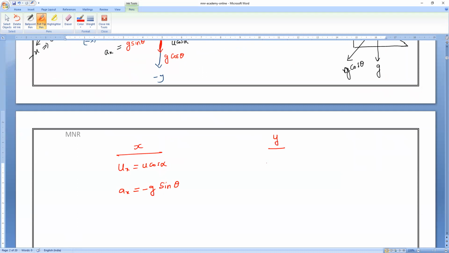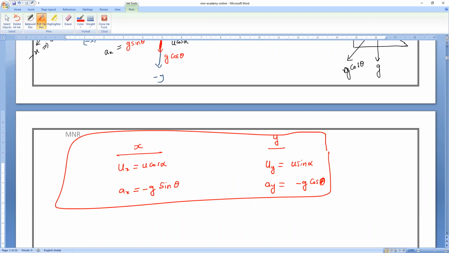In the y-axis, what is the initial velocity? u sin alpha. And the acceleration in the y direction? Minus g cos theta. I hope you all understand these four things. So on an inclined surface, only one small thing is changing.